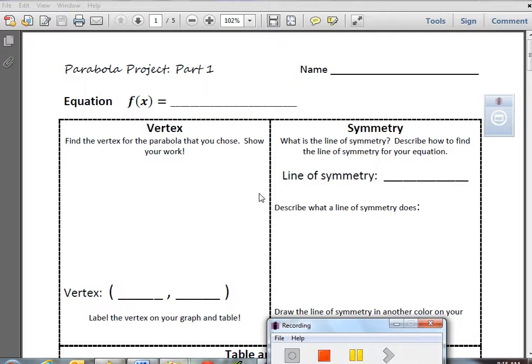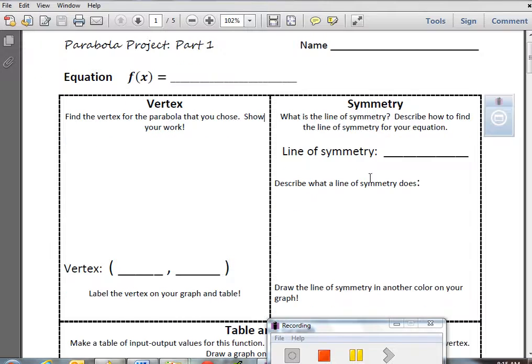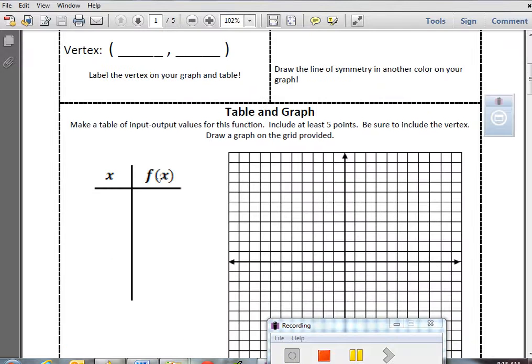So the next thing that you need to worry about is the paper part of it. So you have your electronic printout completed, then you can go and start this part of the project. Finding your vertex. Make sure you show your work in your space. We had a formula for the vertex. What is the line of symmetry? Describe how to find the line of symmetry. So you write it down.